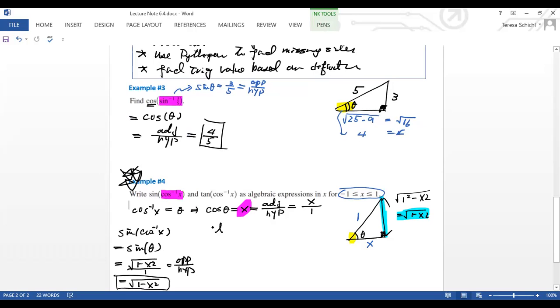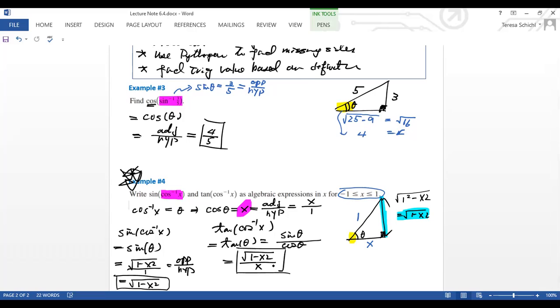Now let's take a look at the tangent of arccosine x. Same thing, that means tangent theta, right? Tangent is sine theta over cosine theta. Sine theta we just did, it is the square root of 1 minus x squared. Then cosine theta we just found, it's x. So tangent will be the square root of 1 minus x squared over x, okay?